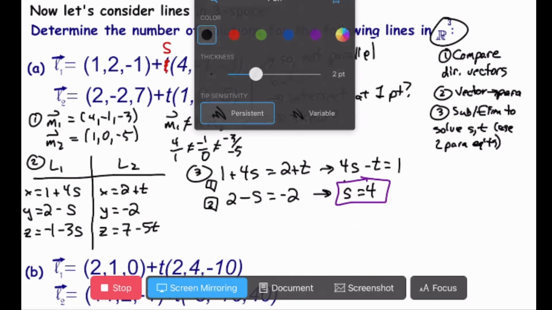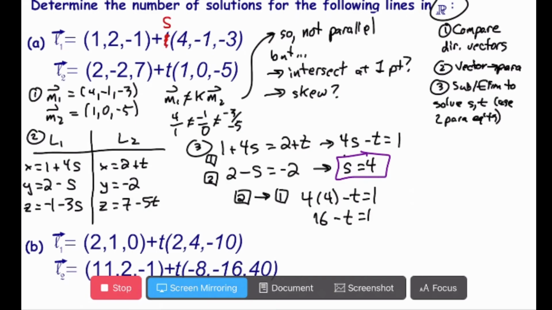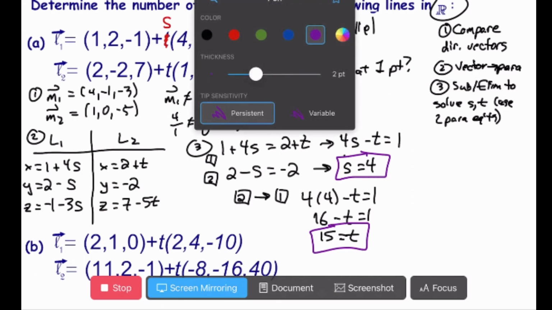Now we can solve for my t value using substitution. I'm going to take equation 2 and plug it into equation 1. So 4 times 4 minus t equals 1. 16 minus t equals 1. 16 minus 1 is 15, so t equals 15. So I know my s and my t value, and this is just like the questions I've done before, where I've solved my parameters, plugged them in, and seen if the final value is going to work as well. So I'm going to sub s and t back into my parametric equations and see if I get the same value as a result.